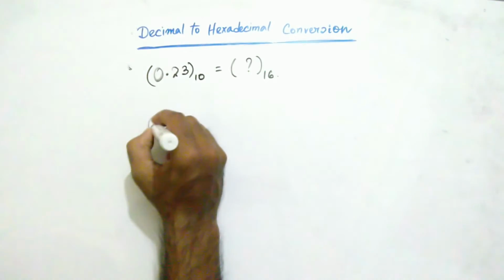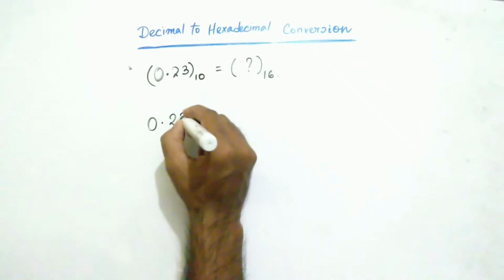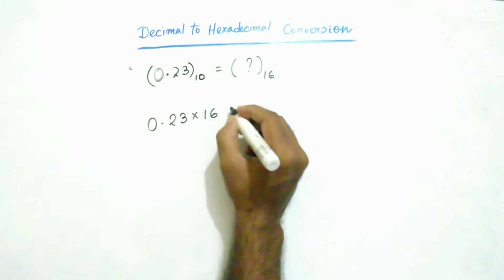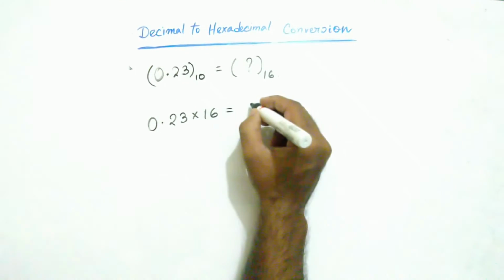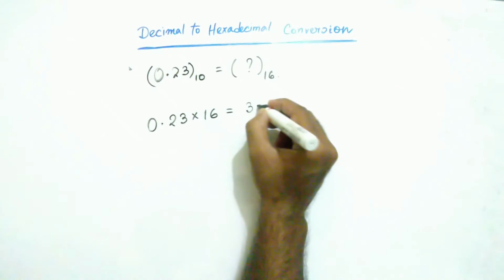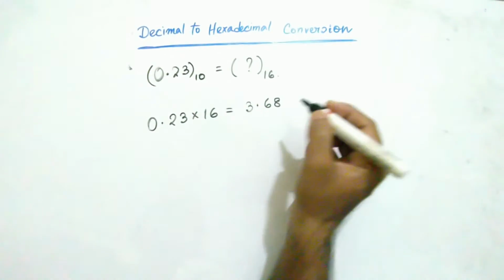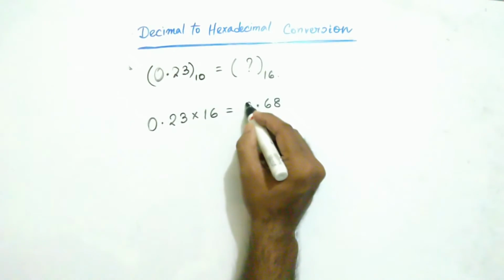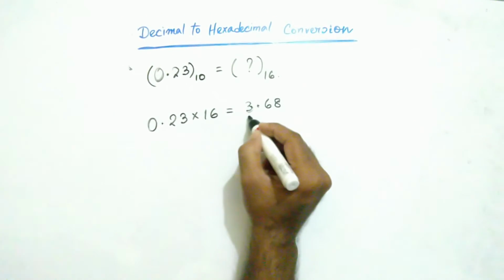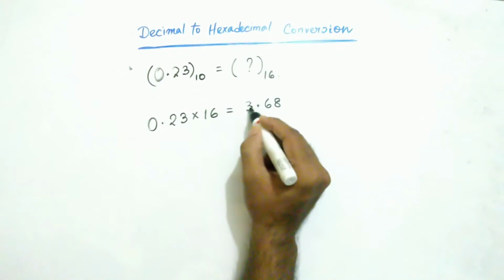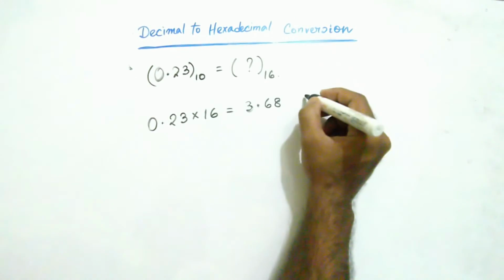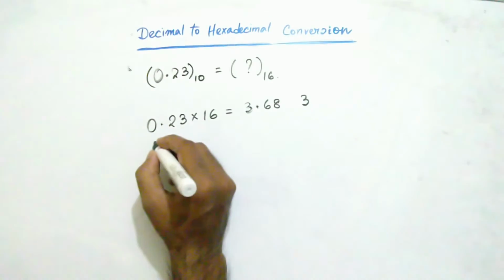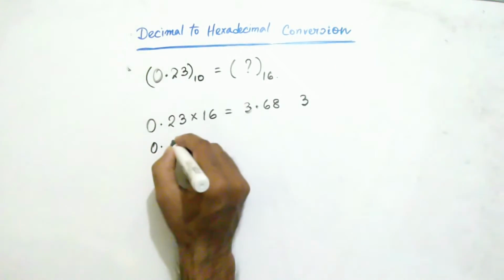We are going to multiply the given decimal number by the base of the hexadecimal. We are given the number 0.23, and we multiply it by 16, and we will get the result as 3.68. From this multiplication result we are going to collect the integer part, the left part of the decimal point, so 3. Now if we take out 3 from 3.68, we are left with 0.68.